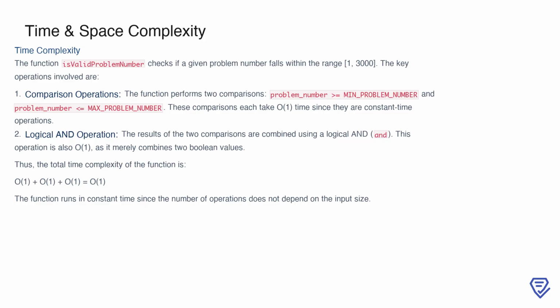Each of these comparisons is constant time, or O(1), because they involve direct evaluation of the input against fixed values. Afterward, the results of these comparisons are combined using a logical AND operation, which is also O(1), since it only evaluates two Boolean values. When we sum these constant time operations together, the total time complexity remains O(1). This means the function runs in constant time, regardless of the size of the input or the specific number being checked, as the number of operations is fixed and does not vary with the input size.